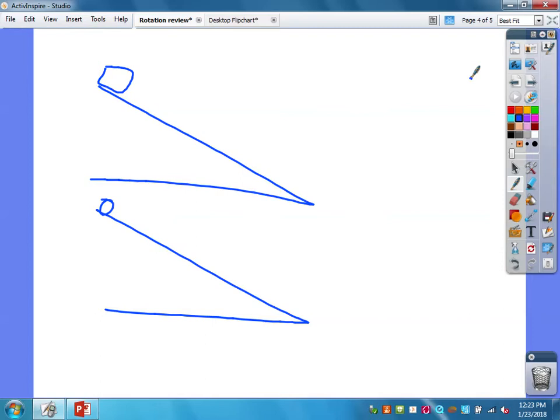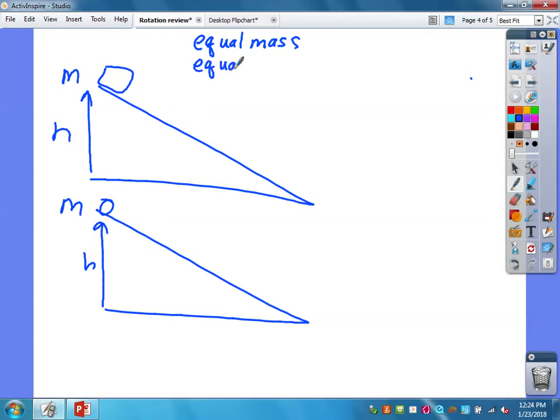What I'm looking at is I have these two objects, and I'm going to say they have the exact same mass m. Equal mass, and they are basically launched down this inclined plane, and both inclined planes in this example are at equal heights. So equal height release. And the surfaces are, I'm going to say, frictionless.